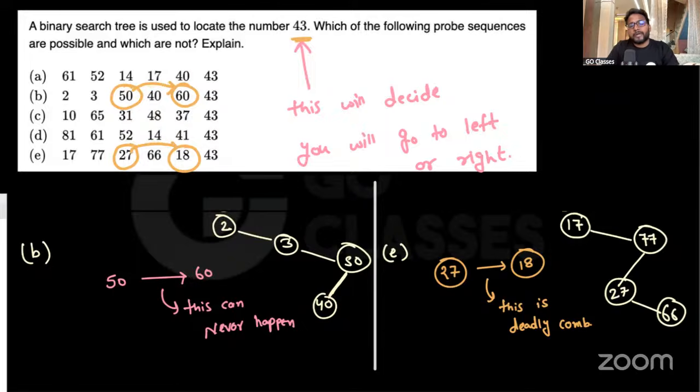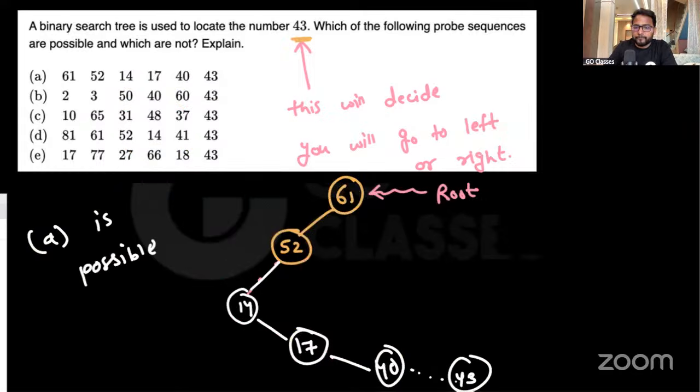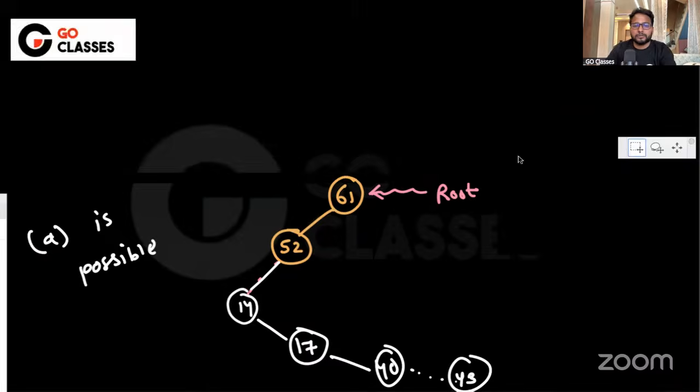So can we make some final conclusion? The conclusion is that since you're looking for 43, whatever numbers are lesser than 43 should be in increasing order. Which means once you have seen 27, then you cannot see a number which is lesser than 43 and lesser than 27 also. Let me simplify this. What do I mean to say? Let me copy this question one more time.